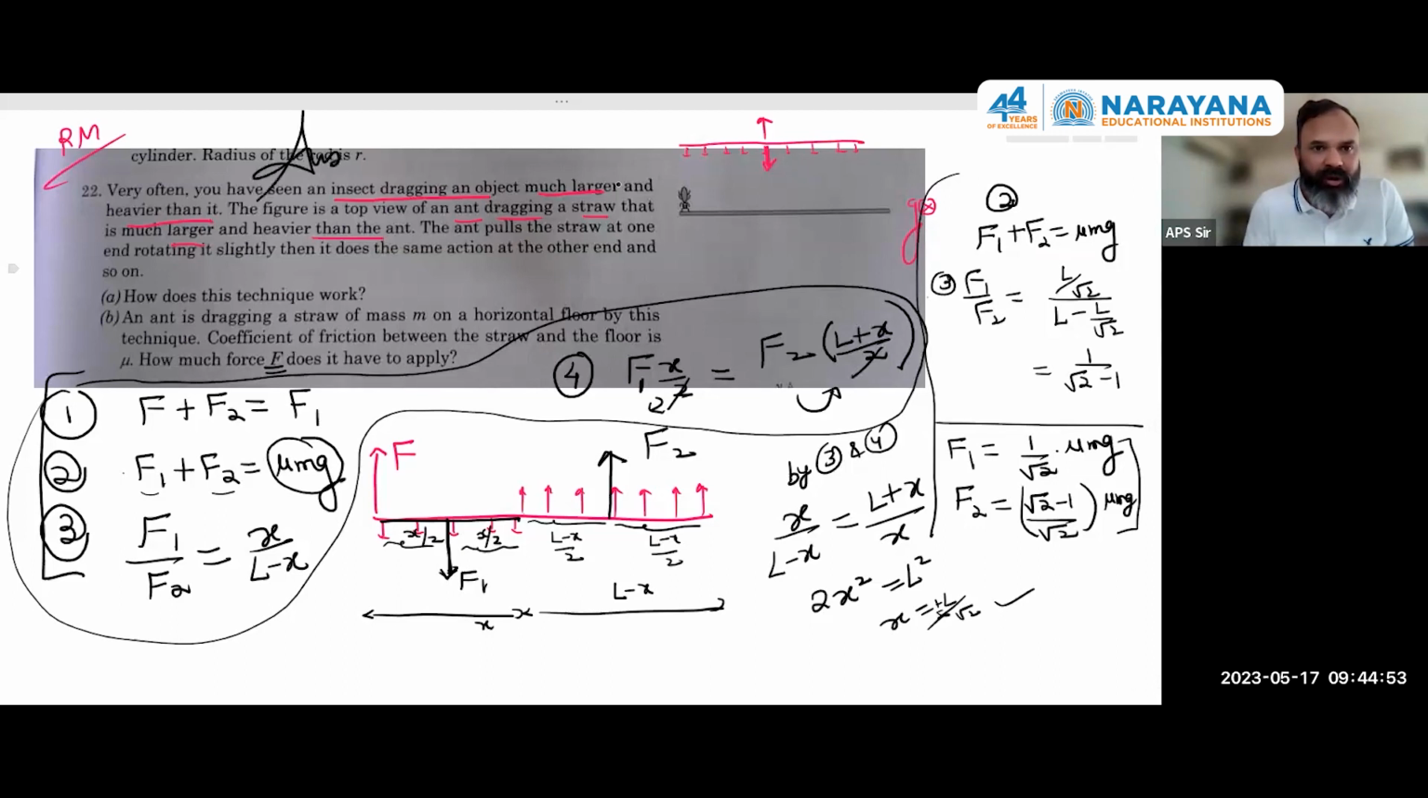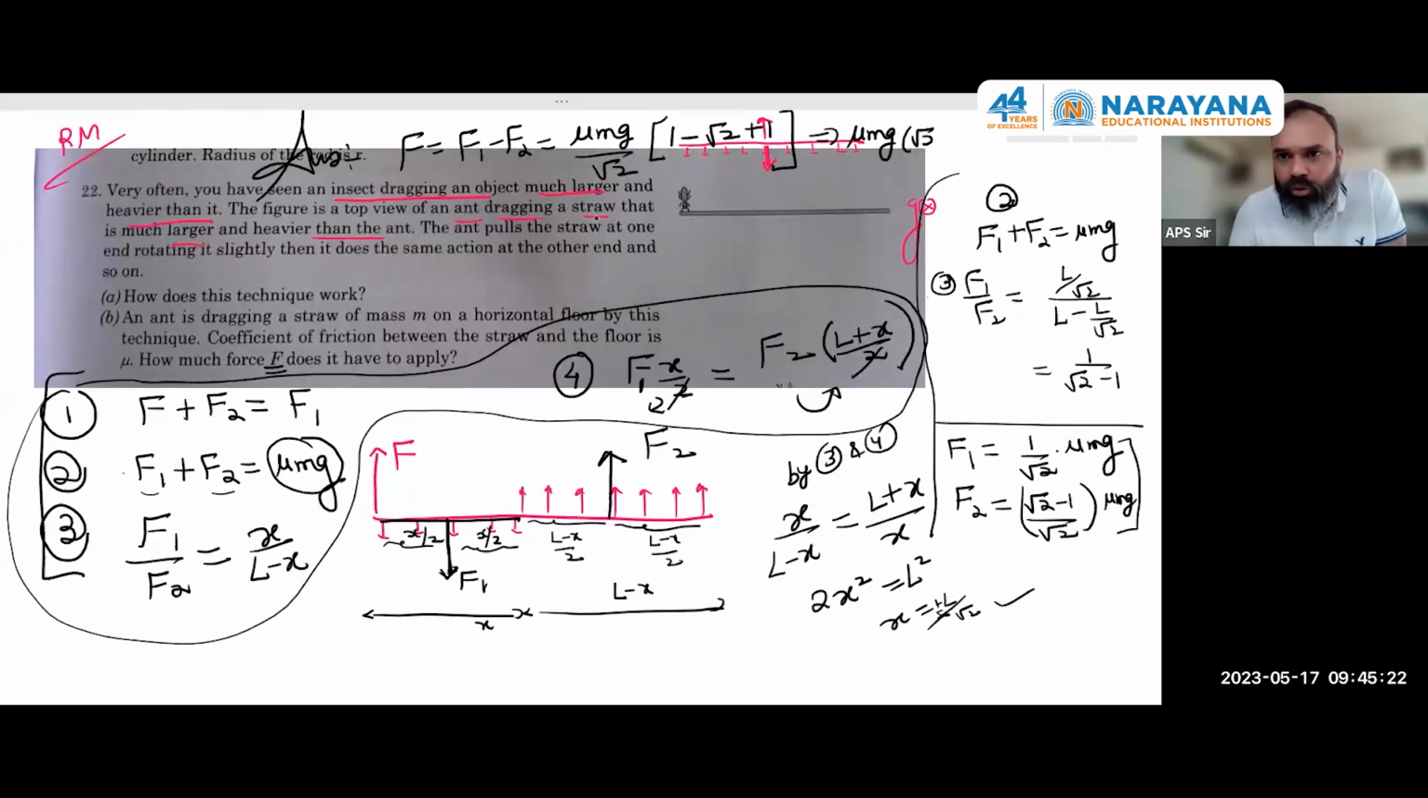So my answer to the question is f, which is f1 minus f2. And what is that? Just get the value. So it is mu mg upon root 2, and it is 1 minus root 2 plus 1. f1 minus f2: 1 minus root 2 plus 1, so 2 minus root 2. So mu mg into root 2 minus 1. That should be the answer.